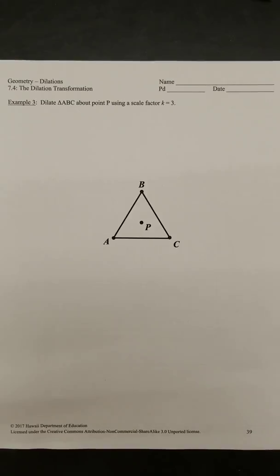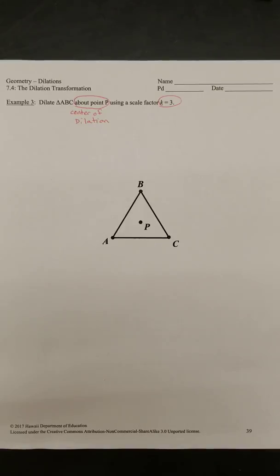First, we're saying dilate the triangle about point P. So about point P is talking about the center of dilation. So that is the point that's not moving, right? So the dilation is, everything is being dilated away from P. So the point P is the center of the dilation, and the next part is how much are we dilating it by, and that's from a scale factor of k equals 3.